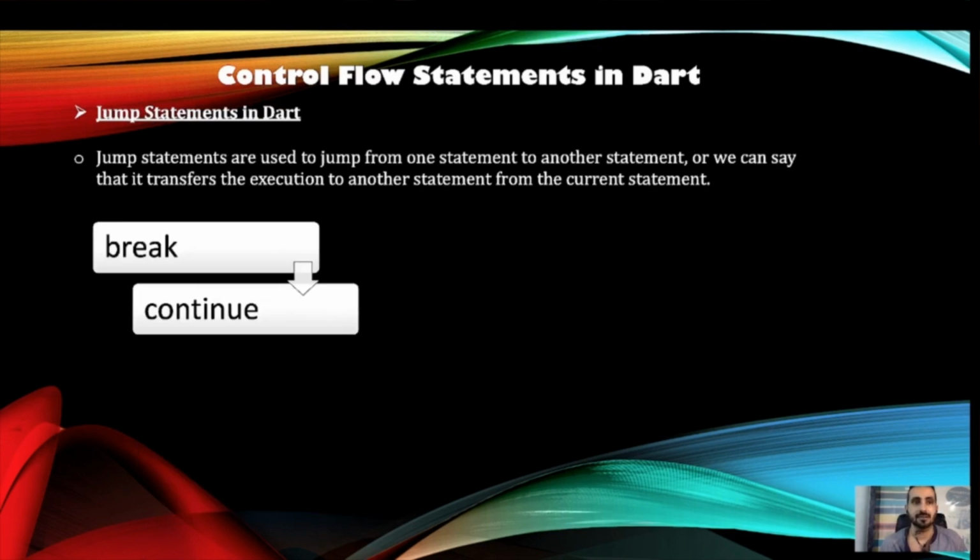There are four types of looping statements: for loop, for in loop, while loop, and do while loop. Let's go to jump statements in Dart. Jump statements are used to jump from one statement to another, or we can say that they transfer the execution to another statement from the current statement. There are two types here: first is break and the other is continue.